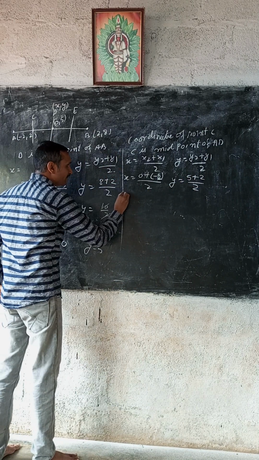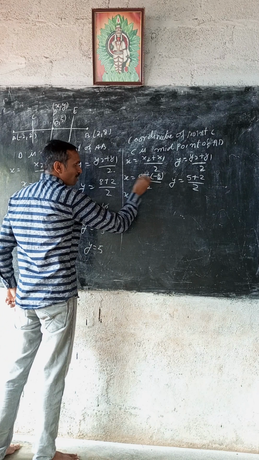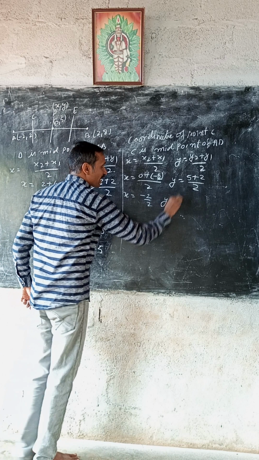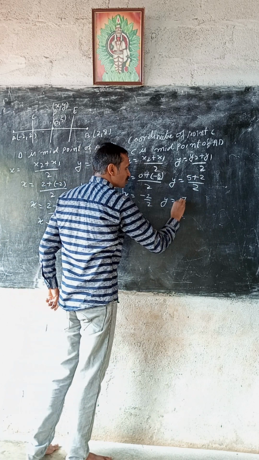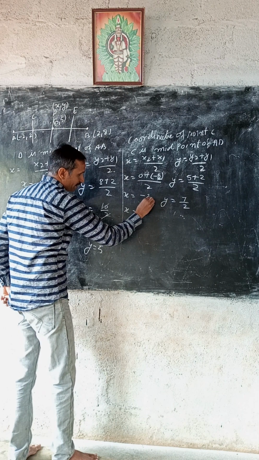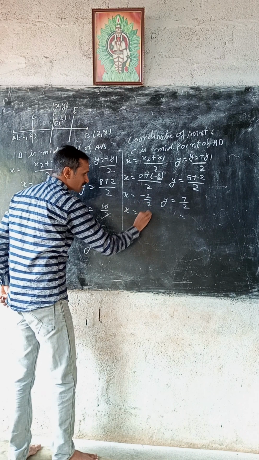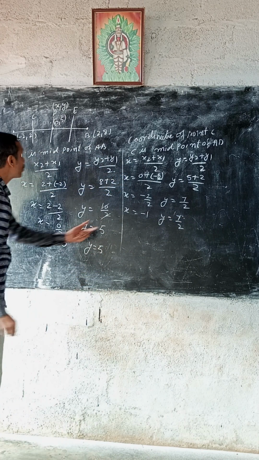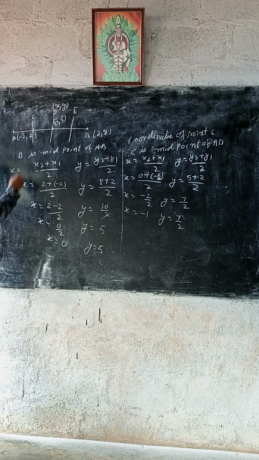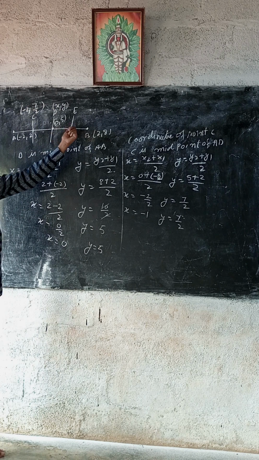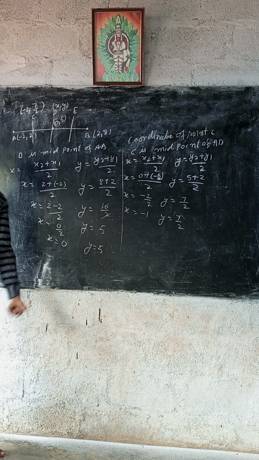Now we can write it. X is equal to 0 plus minus 2 by 2, and Y is equal to 5 plus 2 is equal to 7 by 2. Then X is equal to minus 2 divided by 2 is equal to minus 1, and Y is 7 by 2. So the coordinates of the C point we got are minus 1, 7 by 2.